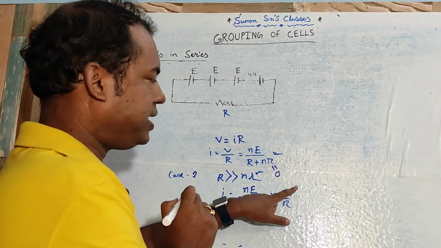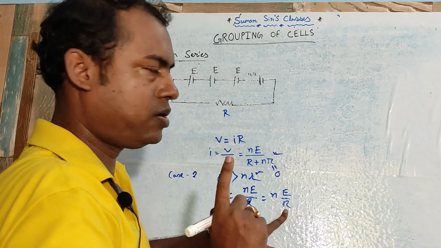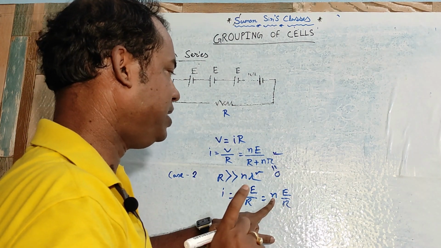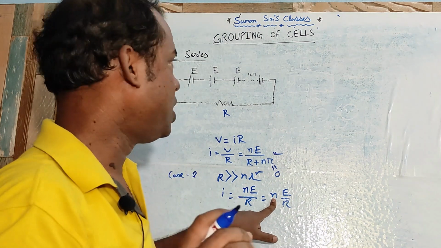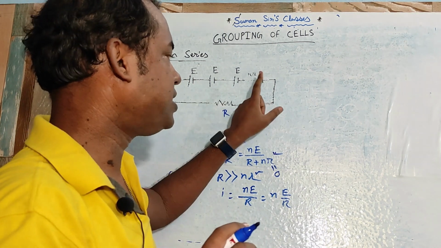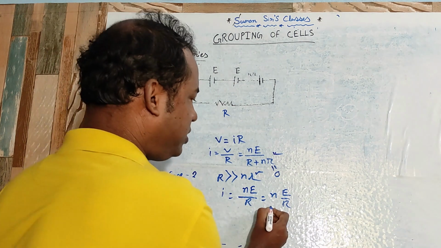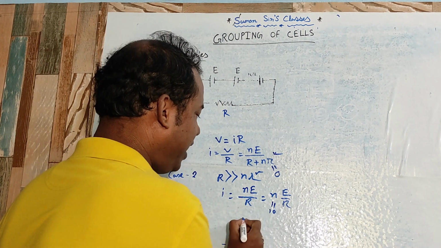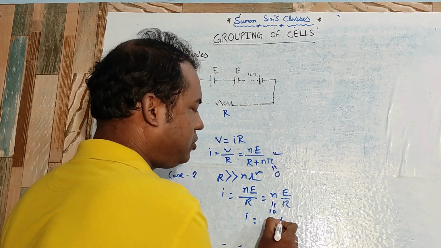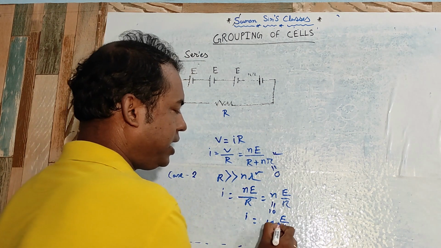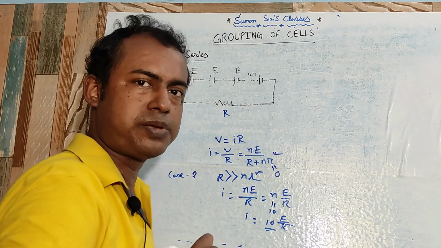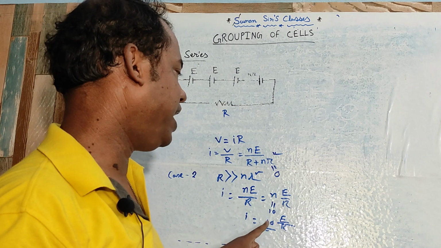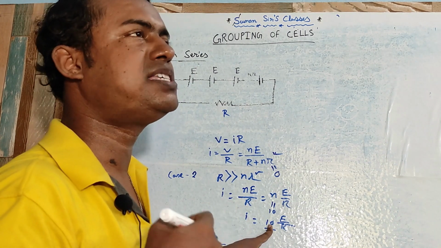What is E by R? That is the EMF of the single cell. And n into E by R, where n is the number of cells. Here we consider 10 cells, where n equals 10. Then current is 10 into E by R, that is, the original current increases by 10 times. So in this way, if n equals 20, it increases by 20 times.